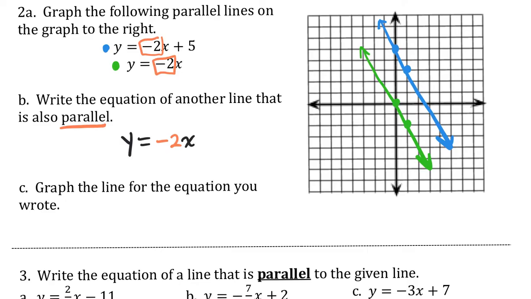Now the y-intercept can be whatever I want it to be. This one had a y-intercept of 5. This has a y-intercept of 0. So I'm just going to pick a different number for my y-intercept. Maybe I'll make it -3.